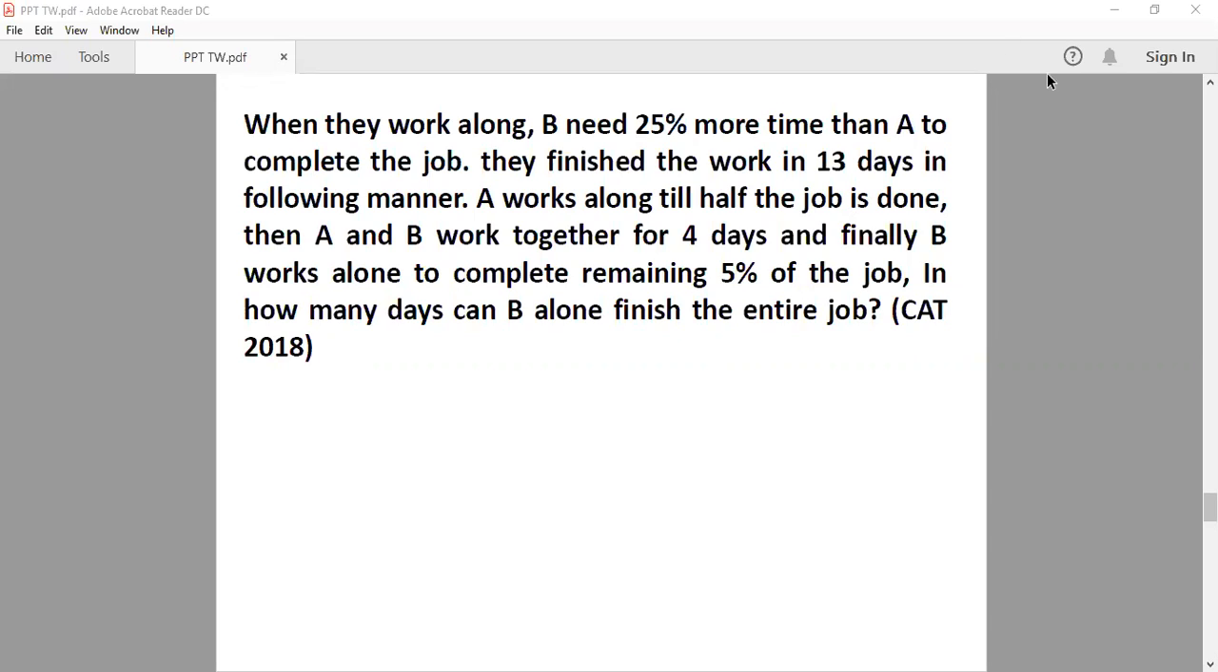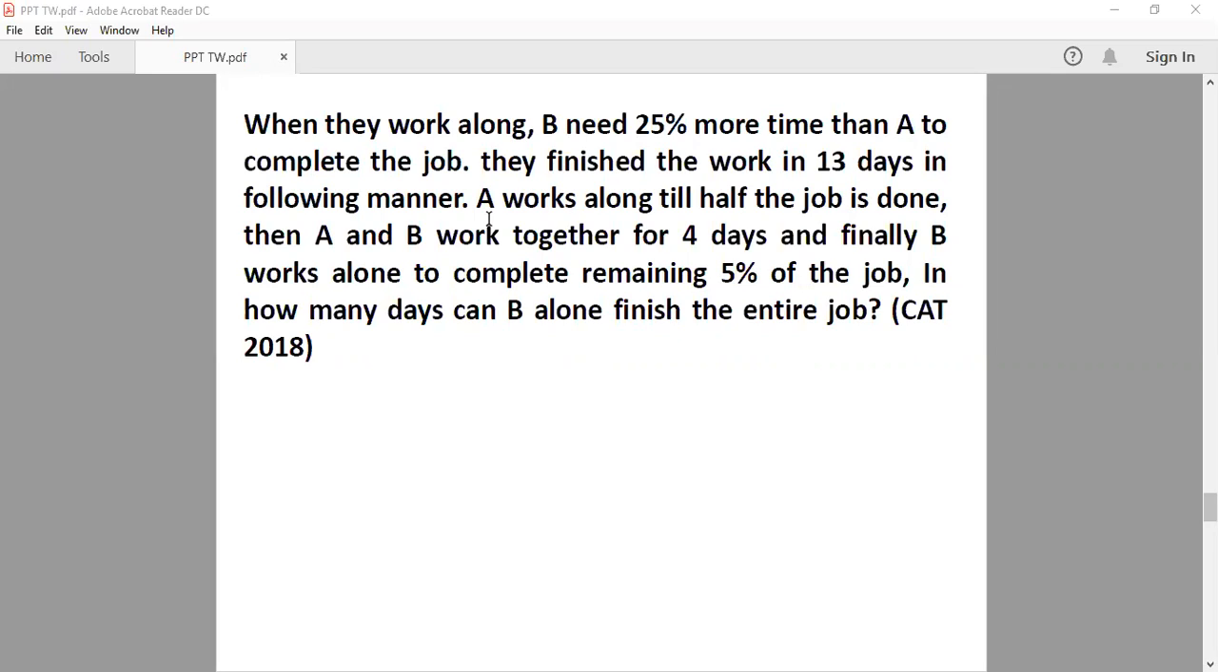Okay. Now let us try to solve this question verbally again. This is a CAT 2018 question, previous year CAT question. You are given that B needs 25% more time than A to complete the job, which means that if A can do it in 100 days, obviously B can do it in 125 days. Basic thing.